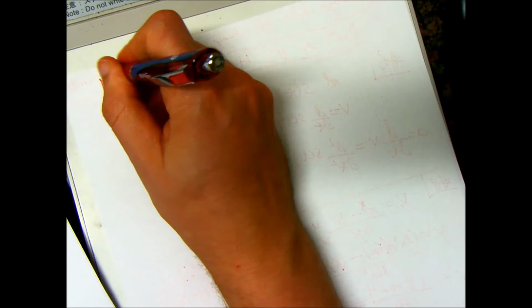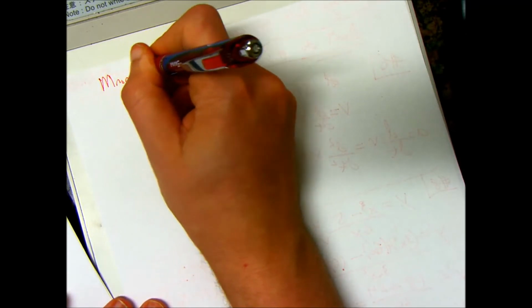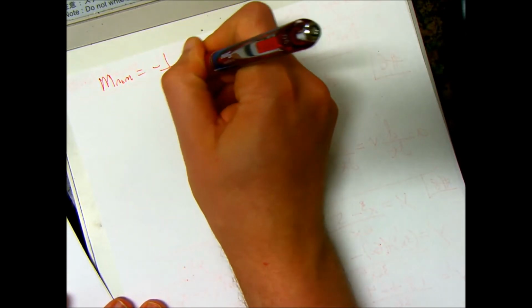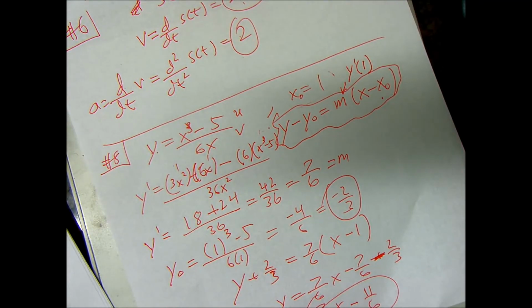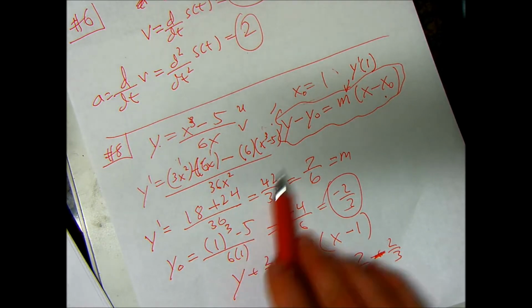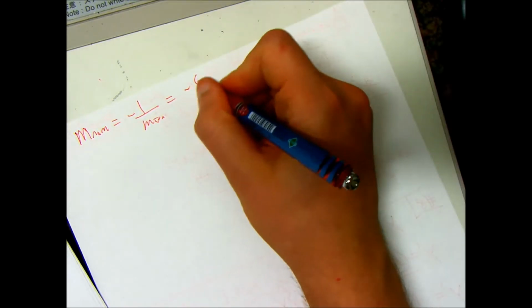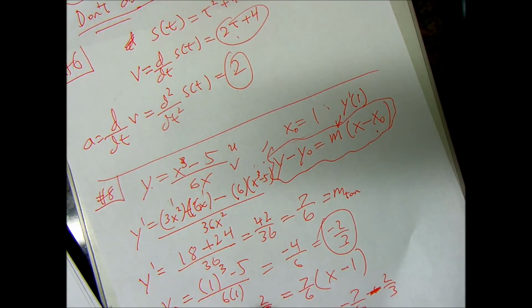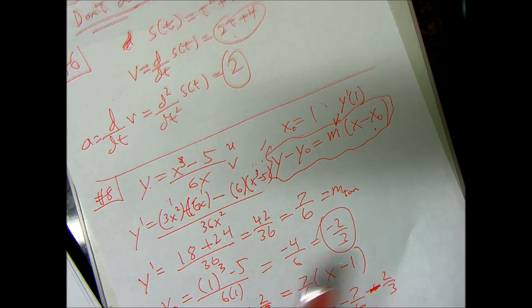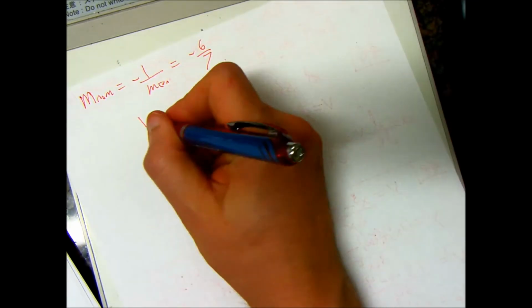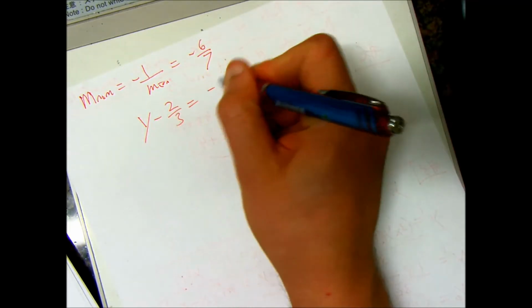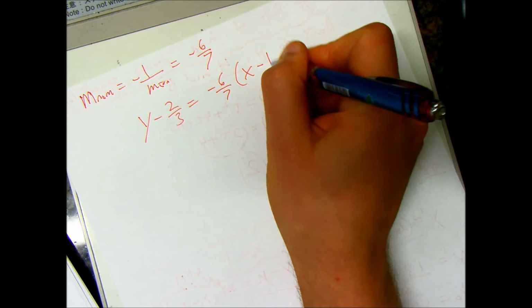So the slope of the normal line is going to be negative 1 over the slope of the tangent line. And the slope of the tangent line was 7 over 6, right here. Okay? So all I do is I flip it and make it negative. So this is negative 6 over 7. And then I already have everything else I need, right? So I have my 1, I have my 2/3, so I just plug in. Y minus 2/3 is equal to negative 6 over 7 times x minus 1.